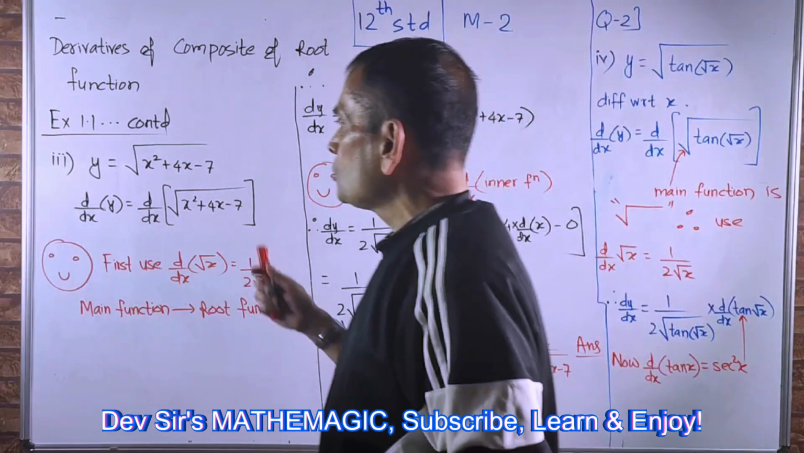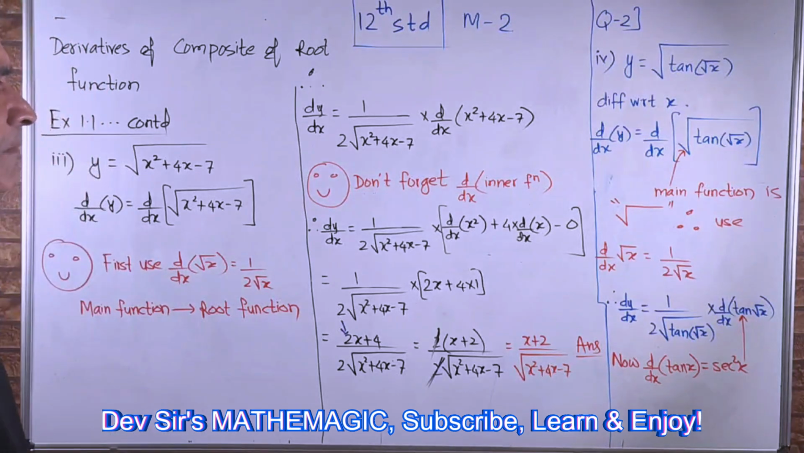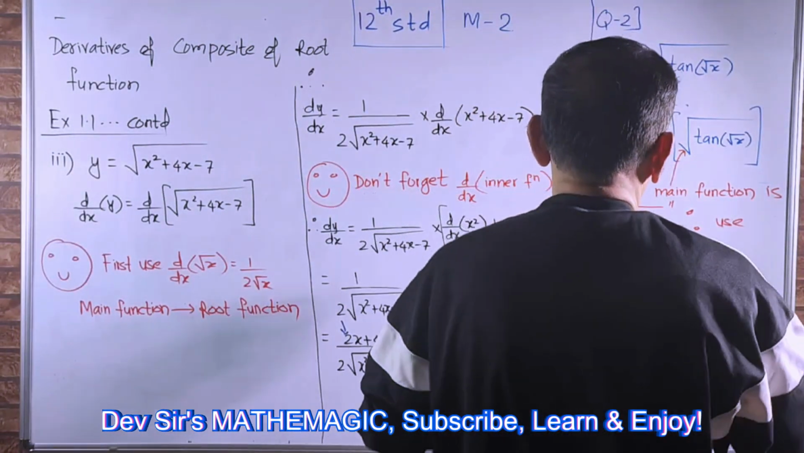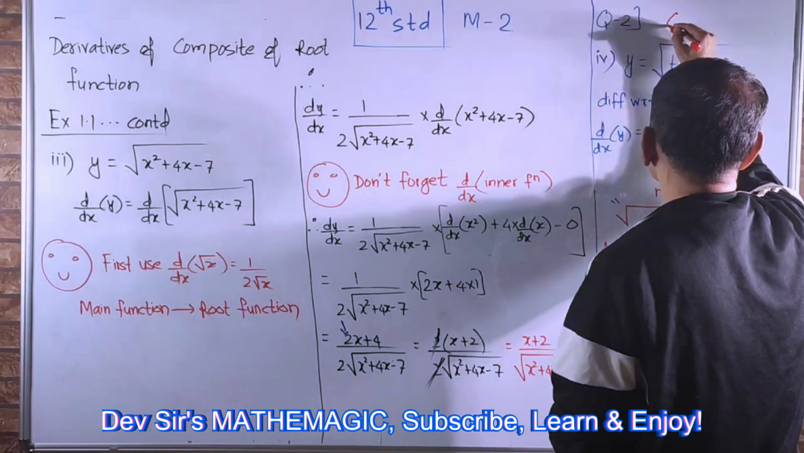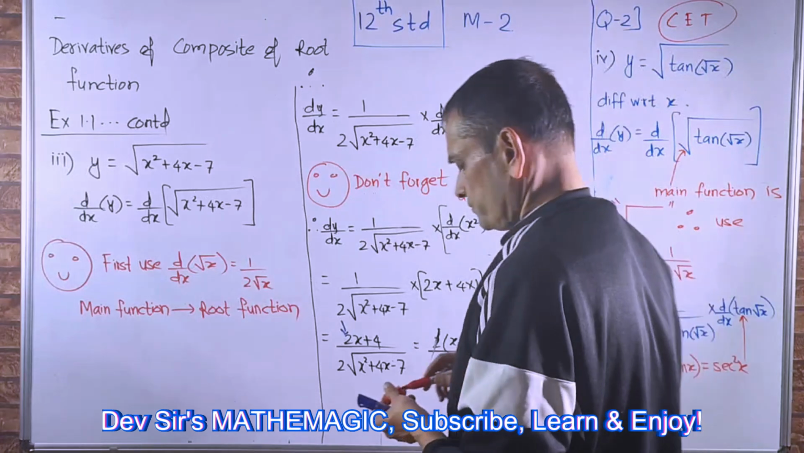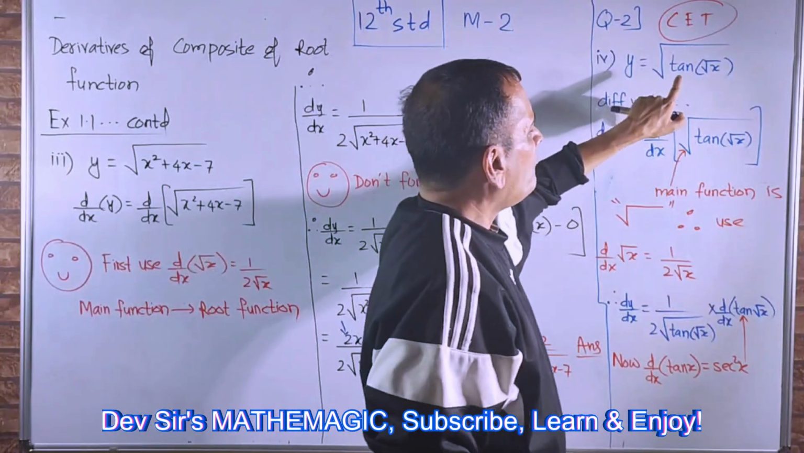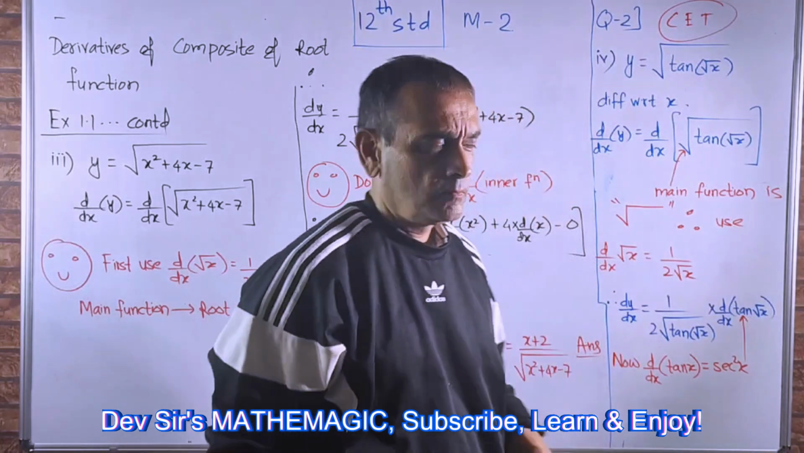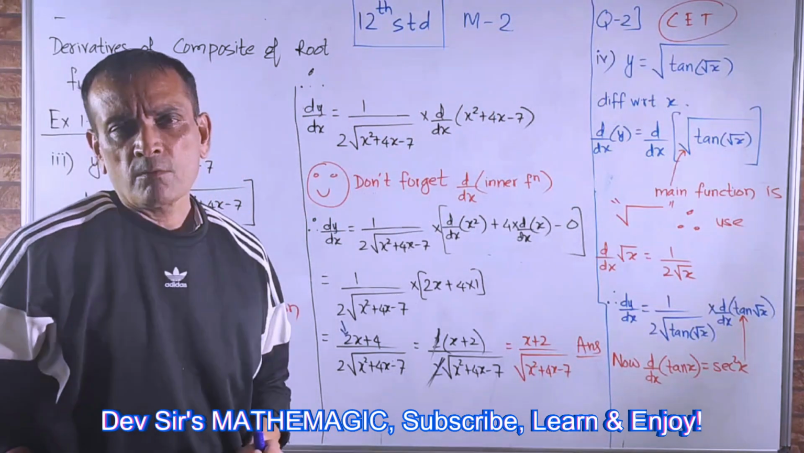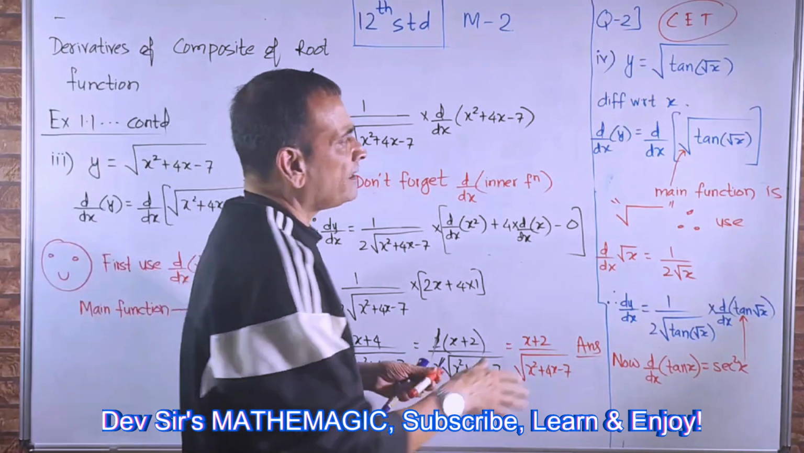ओके, क्वेश्चन नंबर 2 नाउ. क्वेश्चन नंबर 1 एक्सरसाइज 1.1. क्वेश्चन नंबर 1 के बाद भी क्वेश्चन 2 का फोर्थ सम लिया है. दिस इज वन सीईटी प्रॉब्लम. y is equal to root of tan of root x. Let us see now. कोई घबराने की जरूरत नहीं है. डिफरेंशिएट विथ रिस्पेक्ट टू x स्टार्ट करेंगे.